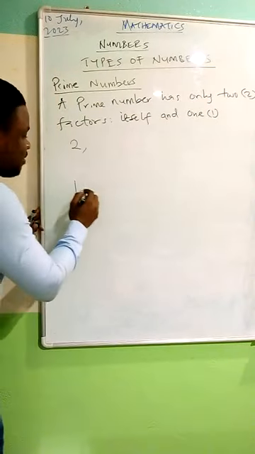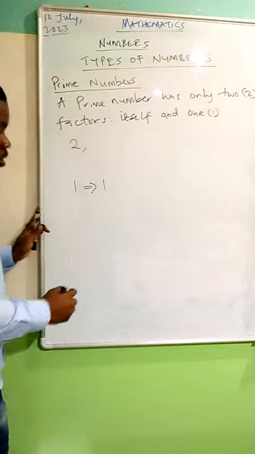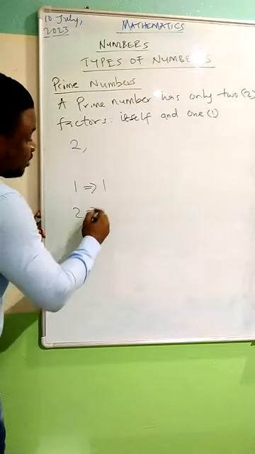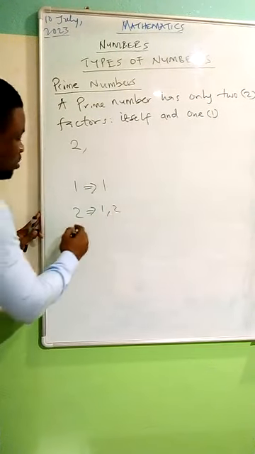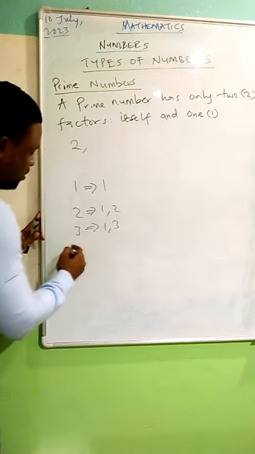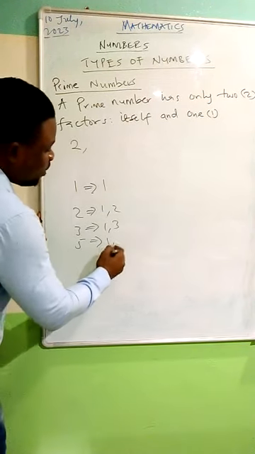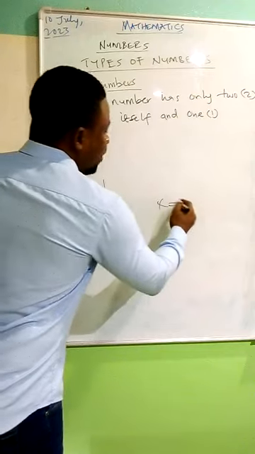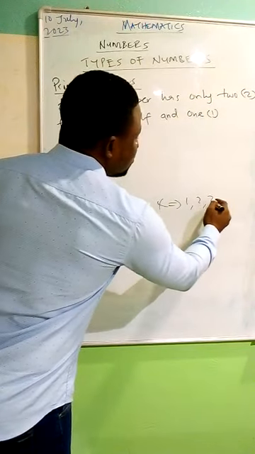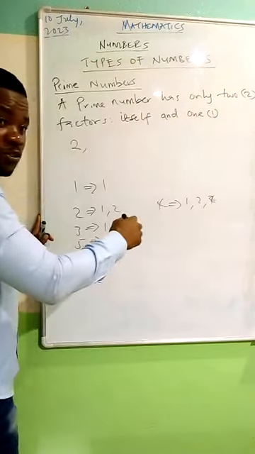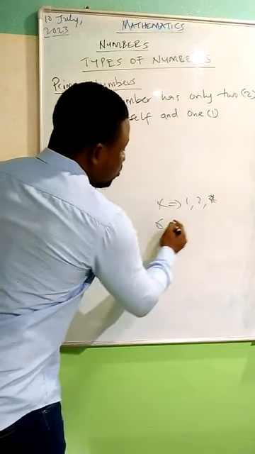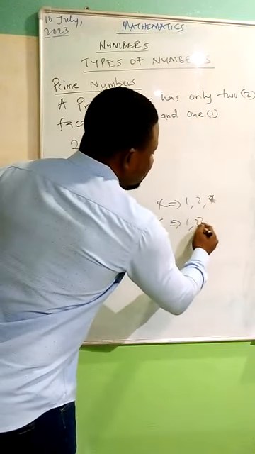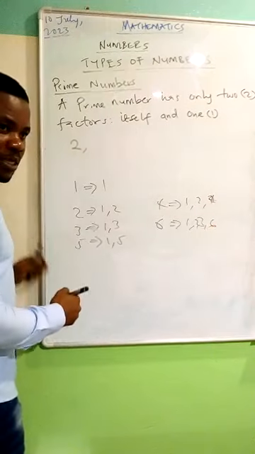The only number that can divide 1 is what now? Is 1. The numbers that can divide 2 are 1 and what? 2. 3, 1 and what? 3. 5, 1 and what? 5. 4 is not a prime number because it has more than what? More than 2 factors. You got what I'm saying? 6 is not because what now? In fact, 6 has 4 factors. You got what I'm saying?